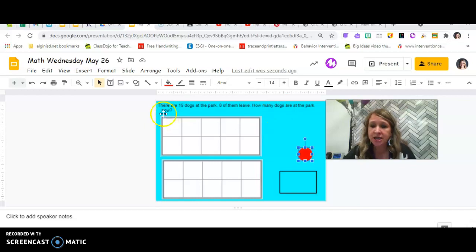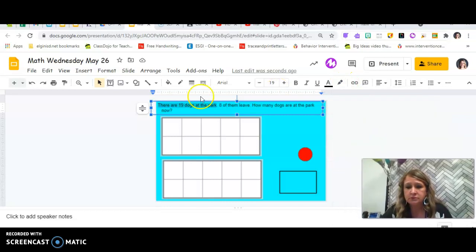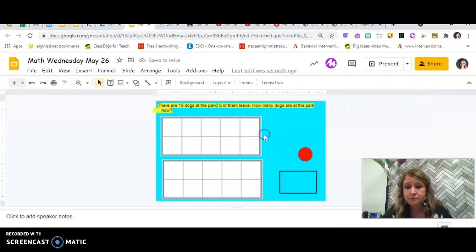Let's read that question again. There are 19 dogs at the park. That is important information. So I'm going to highlight that and remember that. 8 of them leave. Also important information. That means they're separating. 19 here and 8 of them are leaving. So we're separating the dogs at the park. How many dogs are at the park now? Now we're going to highlight the question because that's very important.